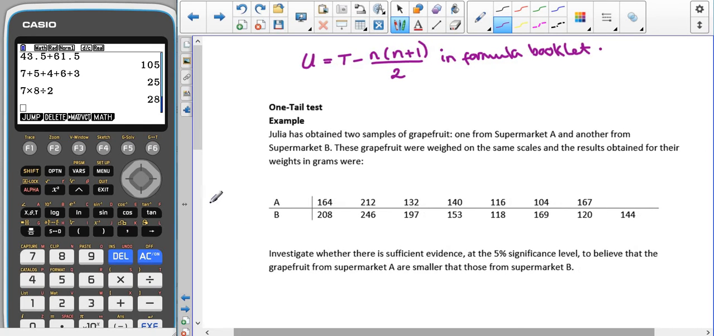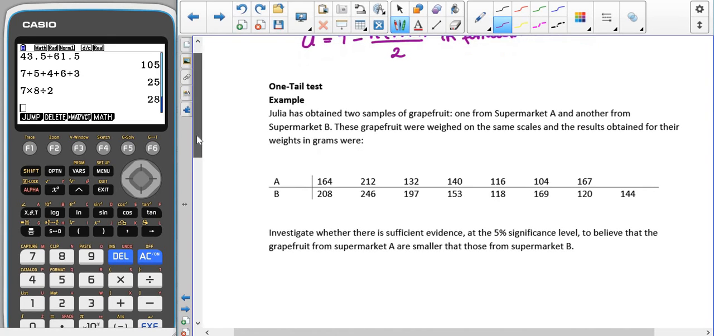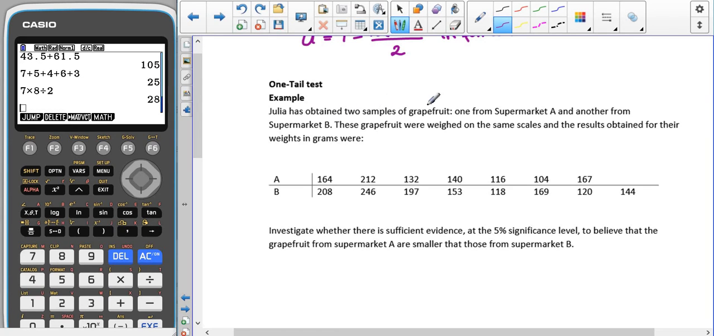So we're going to have a quick look at a one-tail test. Julia has obtained two samples of grapefruit, one from supermarket A and another from supermarket B. So this is quite important, like I was saying before. Both of these are grapefruits. One of them is from supermarket A though, and the other is from supermarket B. So there's nothing linking this 164 to this 208 apart from the fact that they are both grapefruits. So the grapefruits are weighed on the same scales, and the recording of the weights is in the table here. And we're trying to investigate whether there is significant evidence at a 5% significance level to believe that the grapefruits from supermarket A are smaller than those from supermarket B.